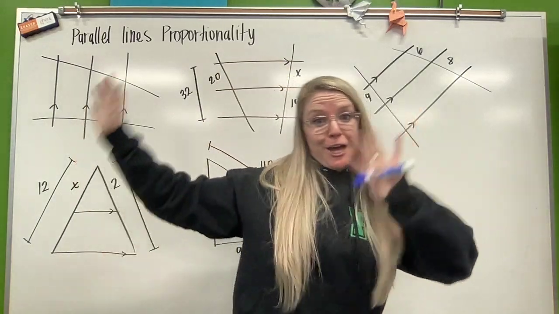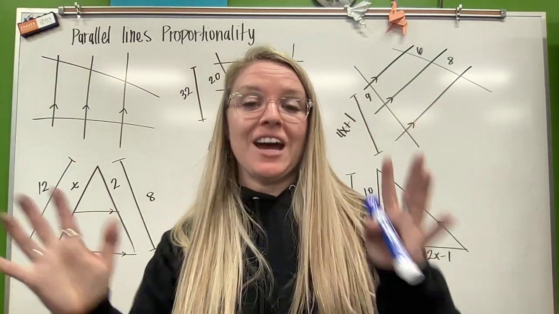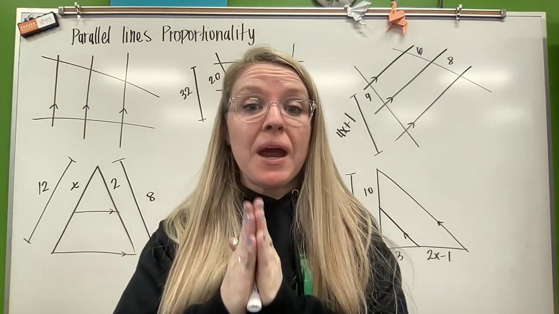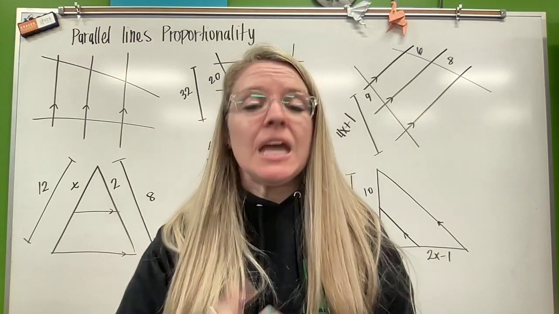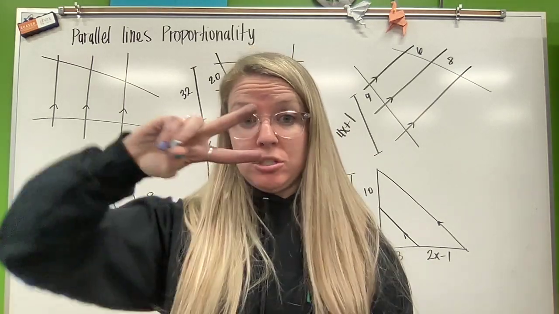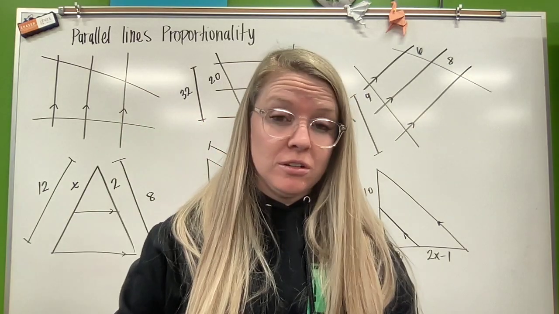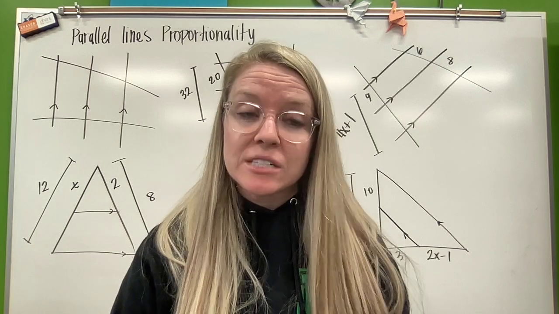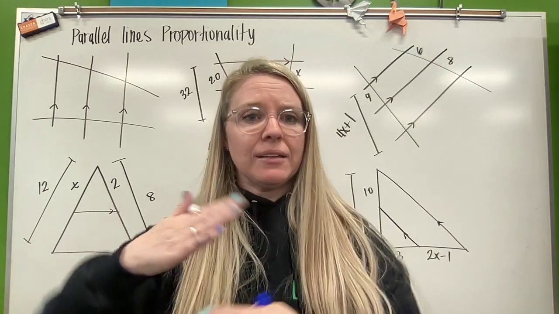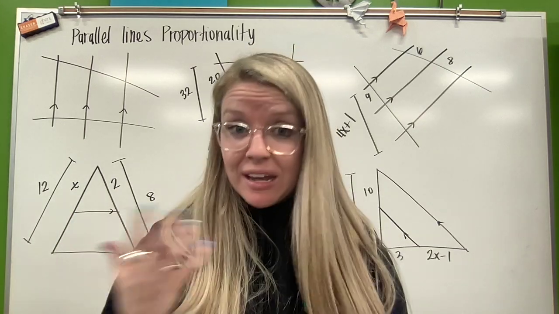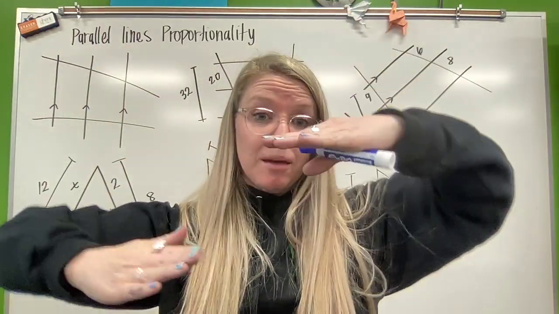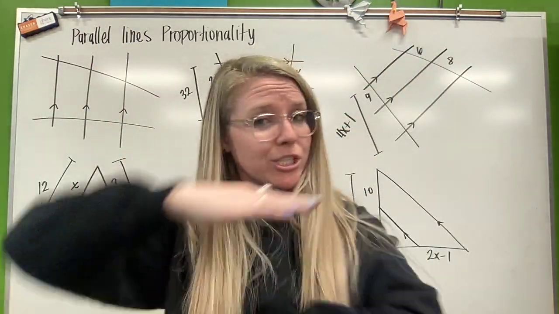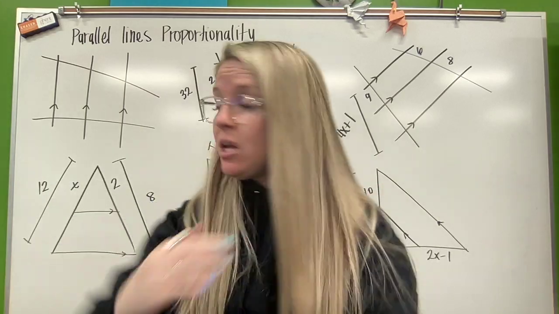Starting out with a lot of crazy examples on the board right now. What we're going to be talking about is parallel line proportionality. If you remember a couple chapters back, we had two parallel lines cut by a transversal. What we are going to have now is three parallel lines cut by two transversals. The cool thing with parallel lines is when we cut them, no matter how we cut them, the sides will be proportionate because parallel lines stay the same.